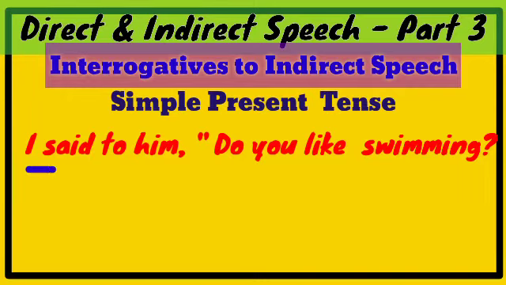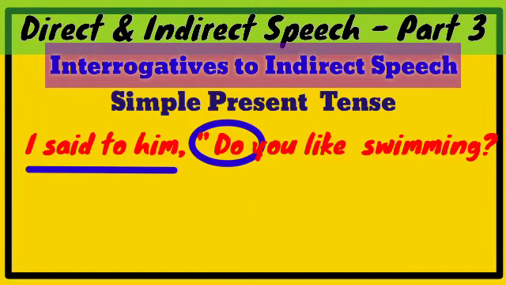Identify the subject, which is I, and the object, him. The reporting verb is in past, said to, and we have to change it to enquired or asked. Next we have to remove the comma and quotation marks and add if or whether, because it is a yes or no question, since it has started with do.